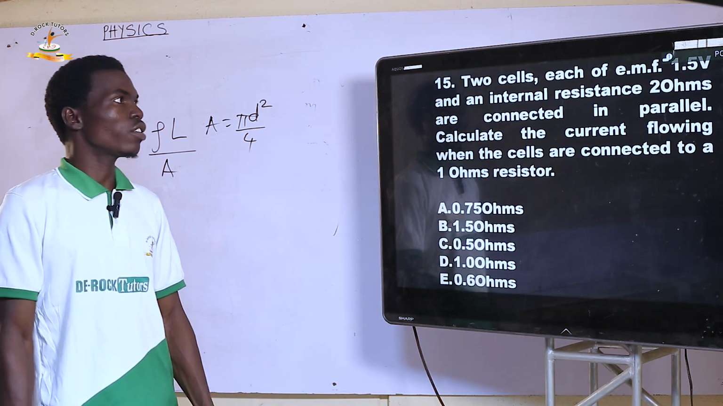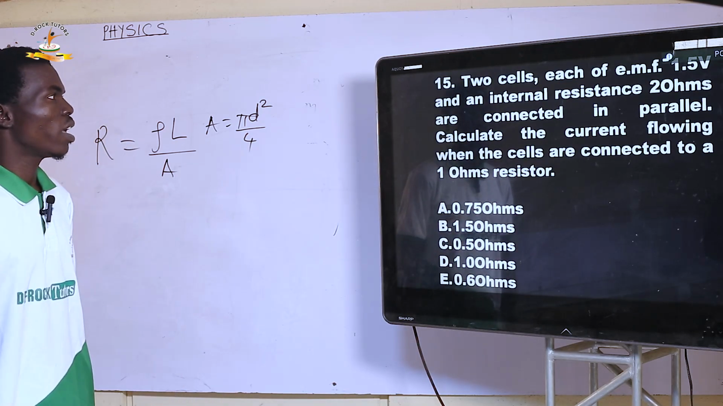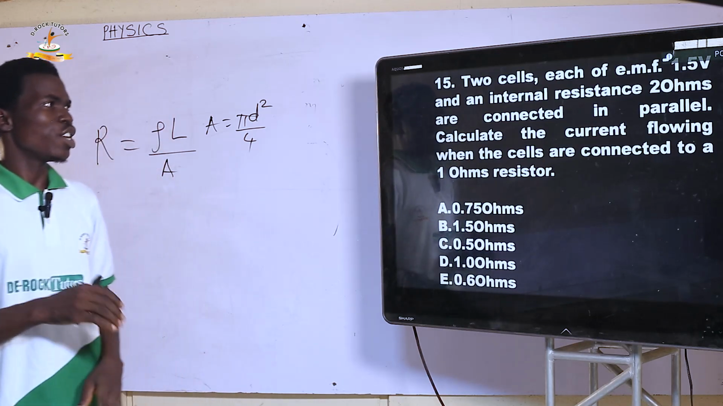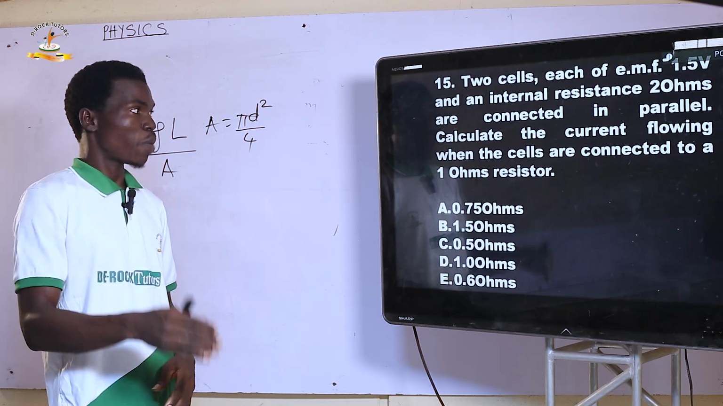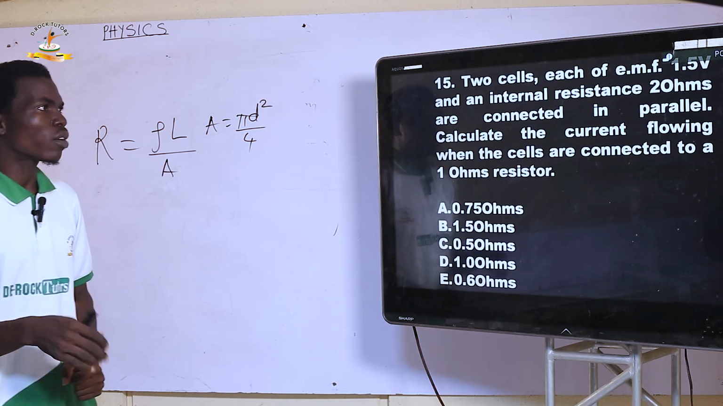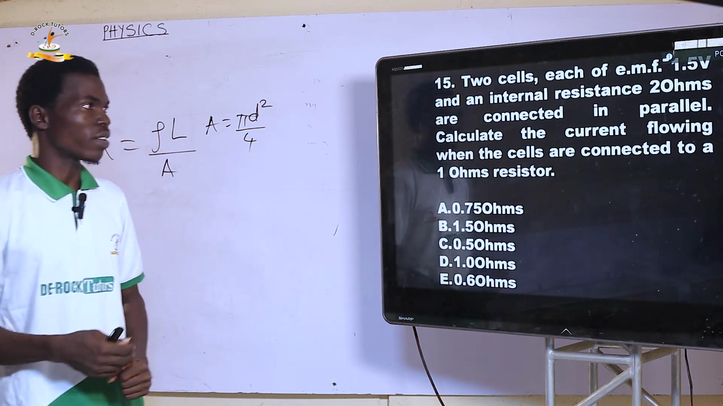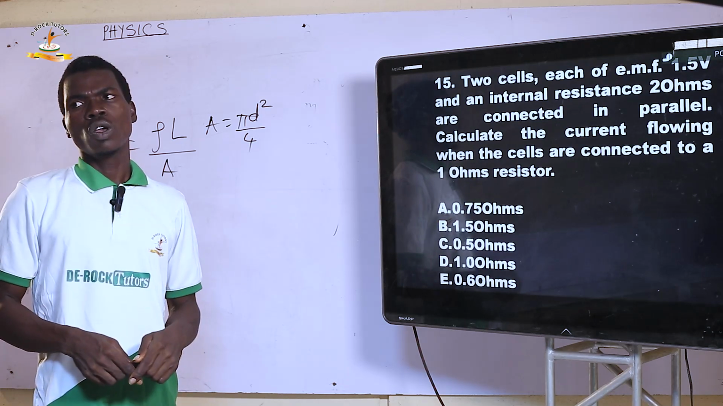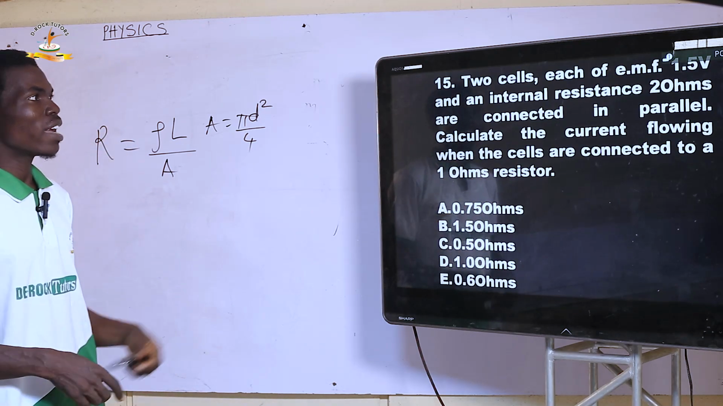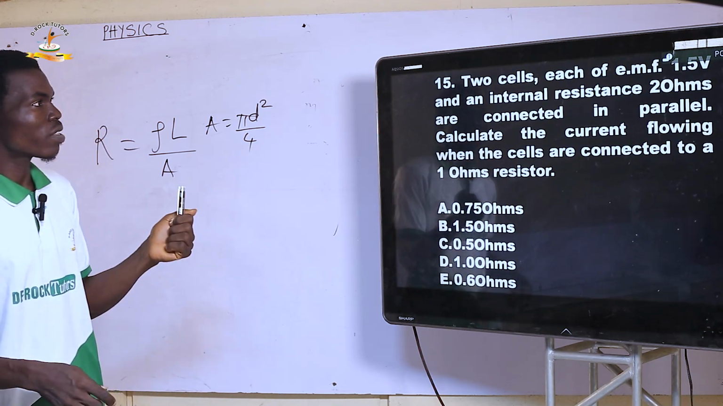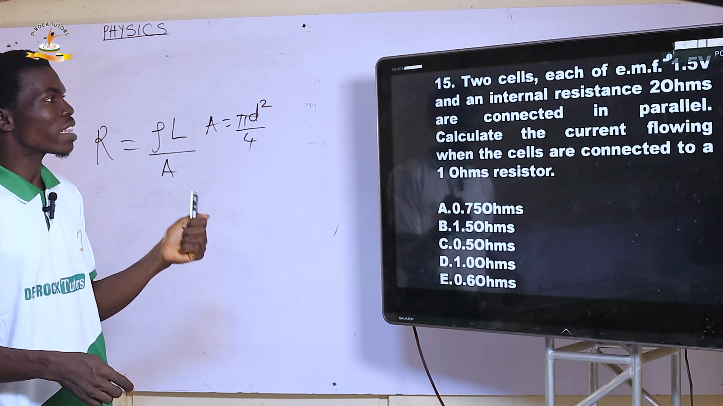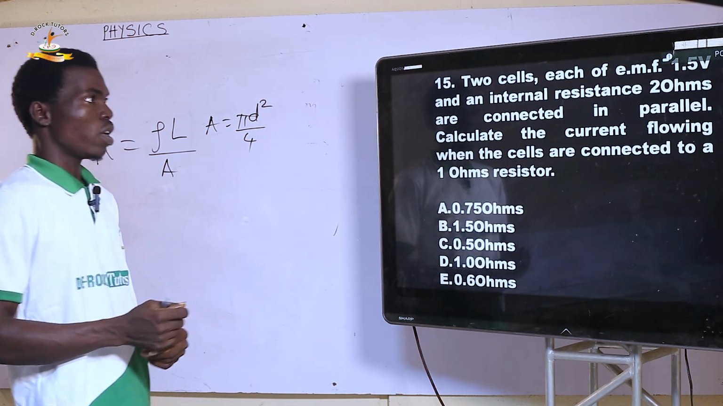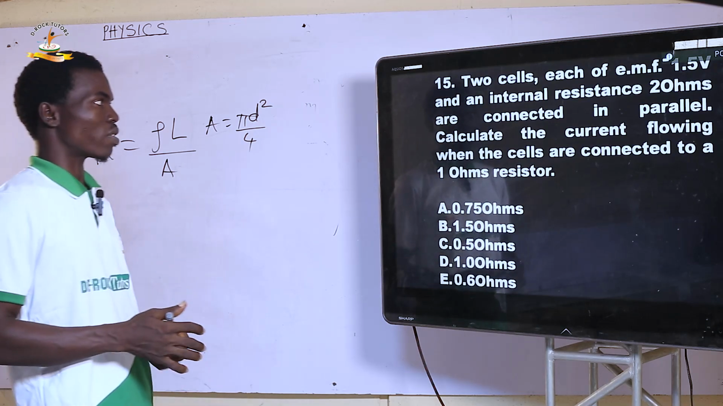Two cells, each of EMF 1.5 volts and an internal resistance of 2 ohms, are connected in parallel. Calculate the current flowing when the cells are connected to a 1 ohm resistor. So we have two cells that have an internal resistance of 20 ohms. No, sorry, I think that should be 2 ohms. Beg your pardon. It's not 20 ohms, it's 2 ohms.